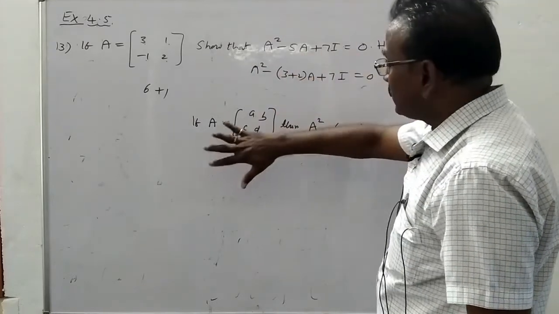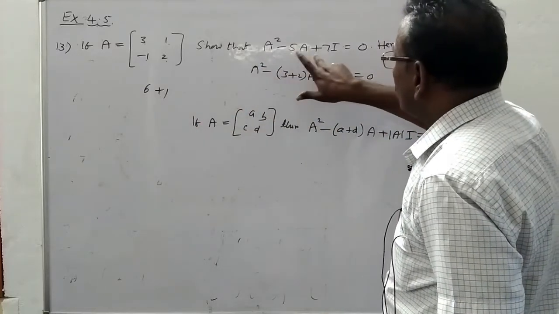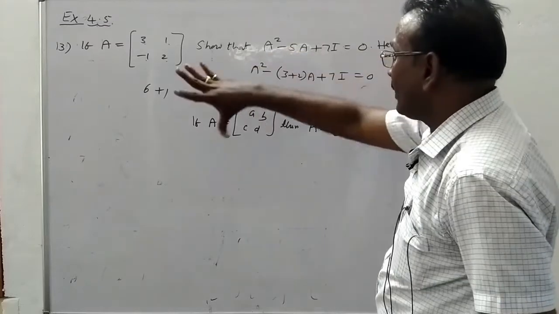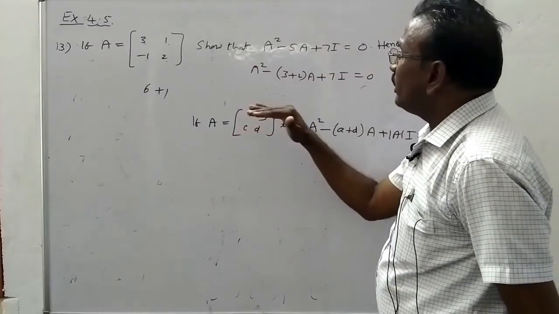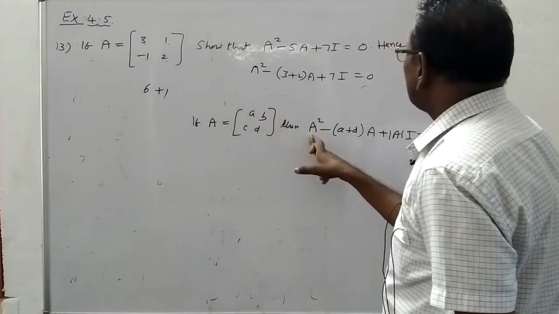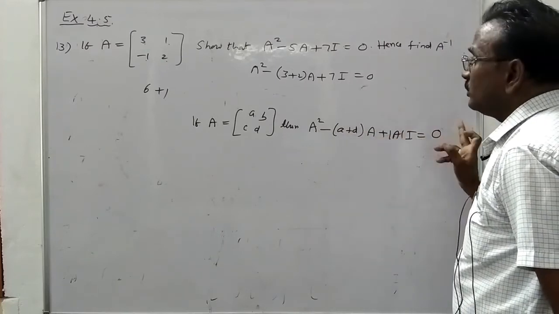This equation is called the characteristic equation of the given matrix A. So this is very, very useful for CET. If A is equal to [a b; c d], then A square minus (a plus d) into A plus determinant of A into I is equal to 0.